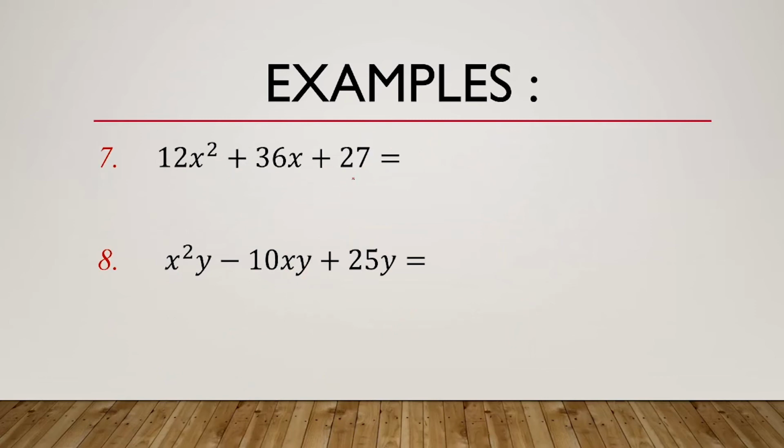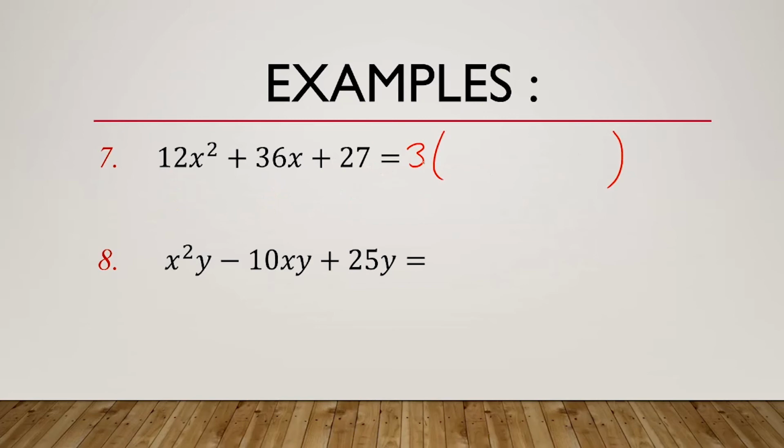12 and 27 is not a perfect square. But 12, 36, and 27 is divisible to... so 1 plus 2 is 3. 3 plus 6 is 9. 2 plus 7 is 9. And all of these are divisible by 3. And therefore, 12, 36, and 27 is also divisible by 3. So we can factor out 3.